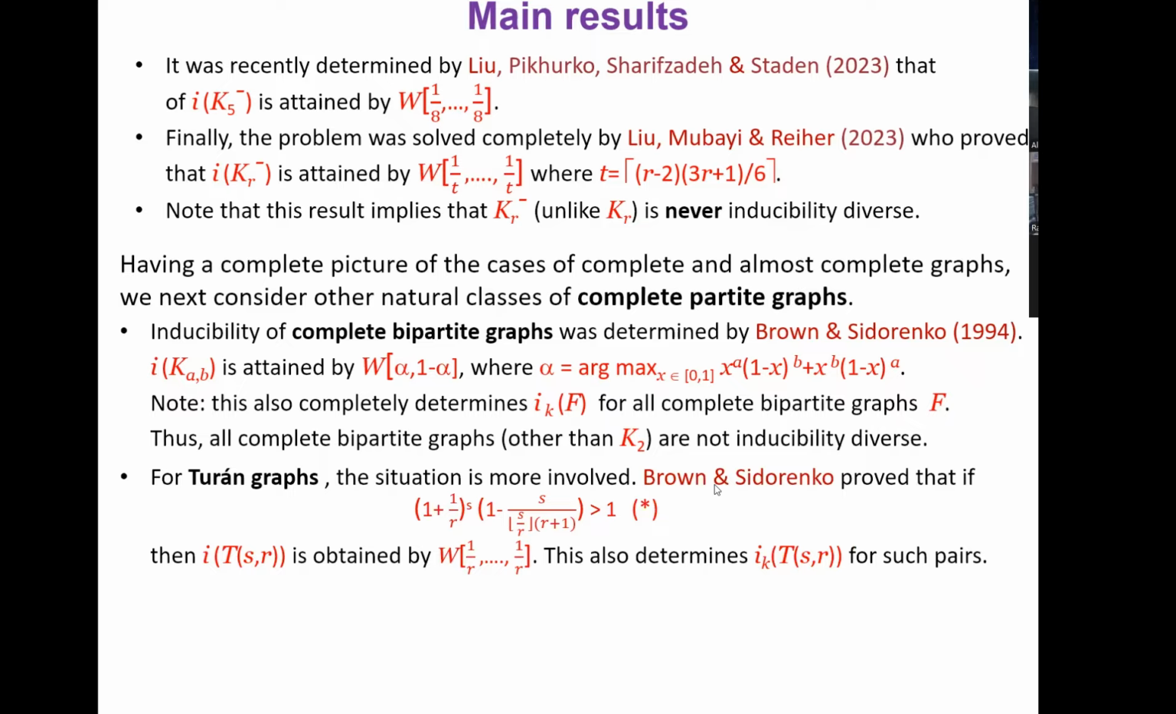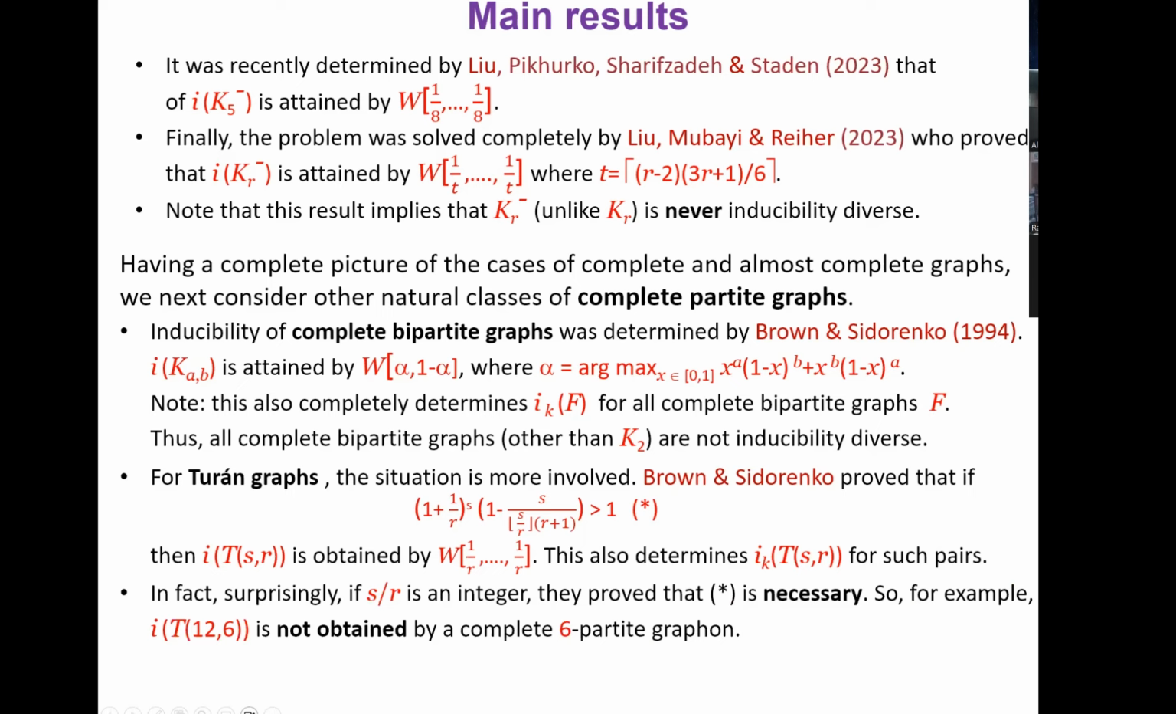So here the situation becomes more involved. In the same paper of Brown and Sidorenko, they proved the following. Again, we're looking at the complete multipartite graph where the vertices are in parts, as equal as possible. If it so happens that S and R satisfy this weird star inequality, then you have an answer. The optimum would be the balanced graphon with R parts, which of course also determines the restricted inducibility for these multipartite graphs. But usually this doesn't happen, right? Usually this star inequality doesn't hold.